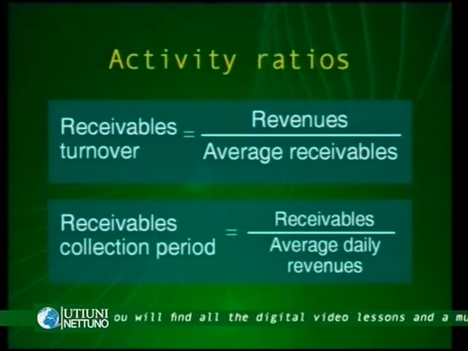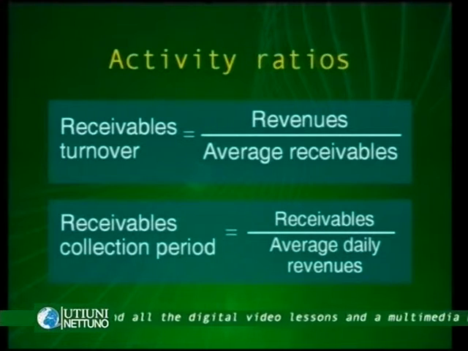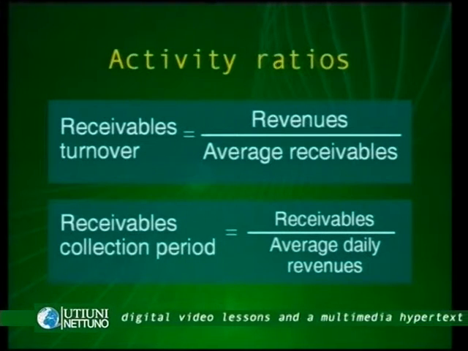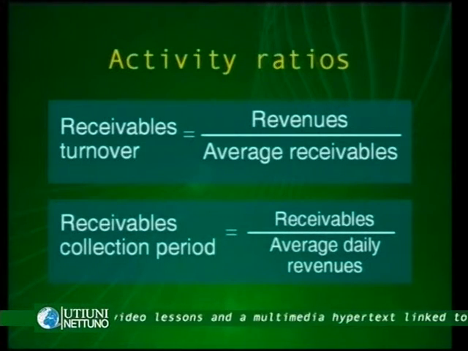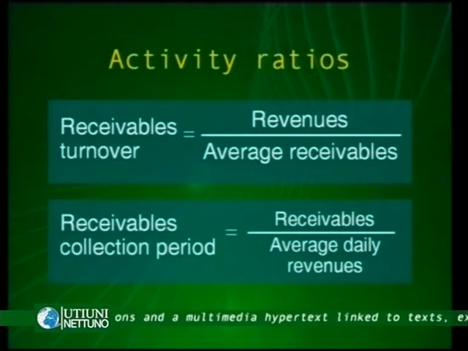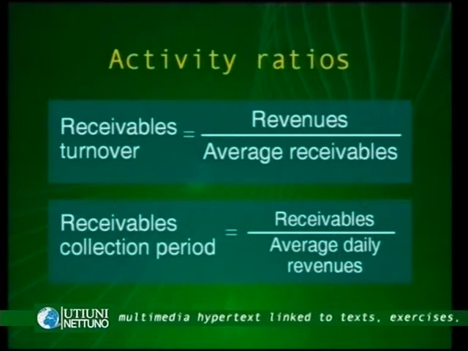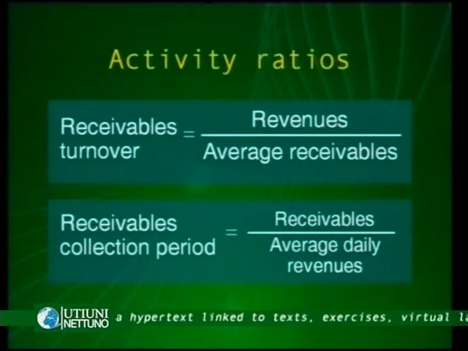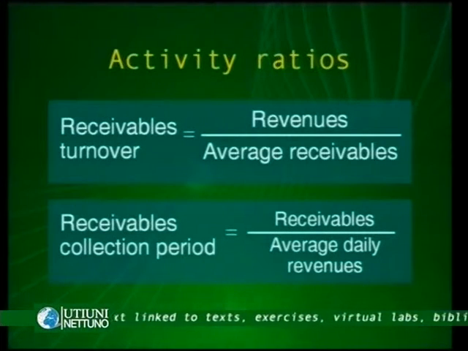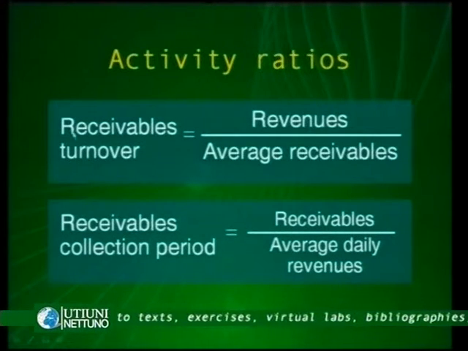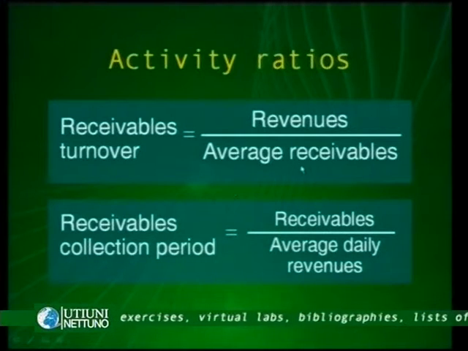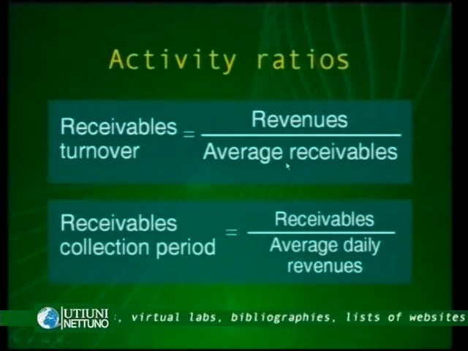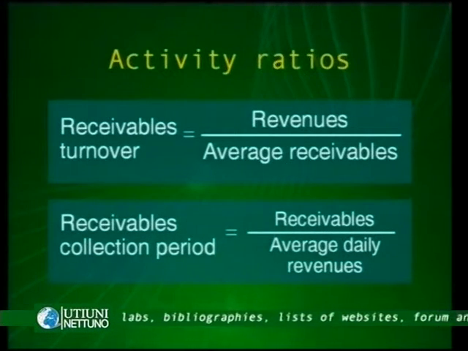Here we have two other activity ratios that refer to receivables. In particular, we have receivables turnover and receivables collection period. So let's look at the first ratio, that is receivables turnover. The receivables turnover is equal to the ratio between revenues and the average level of receivables generated by the project in the year of interest.